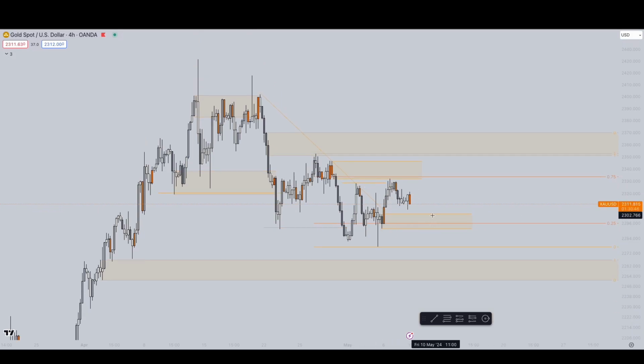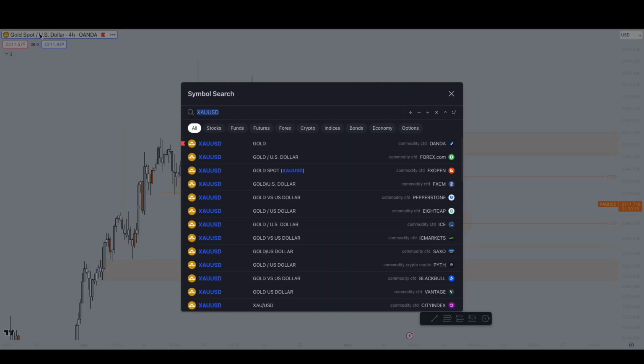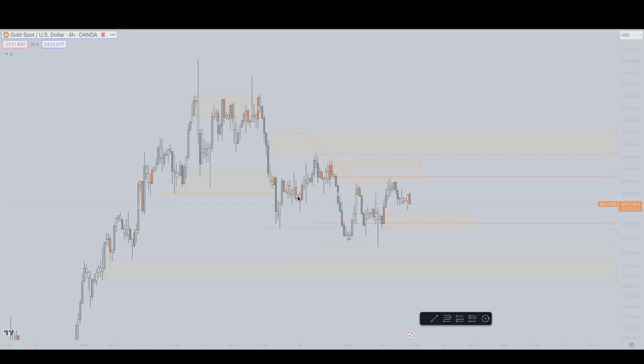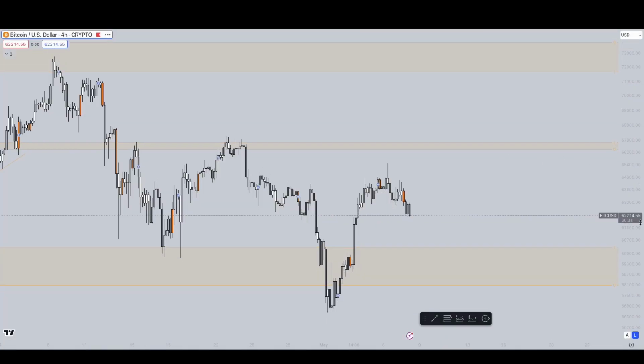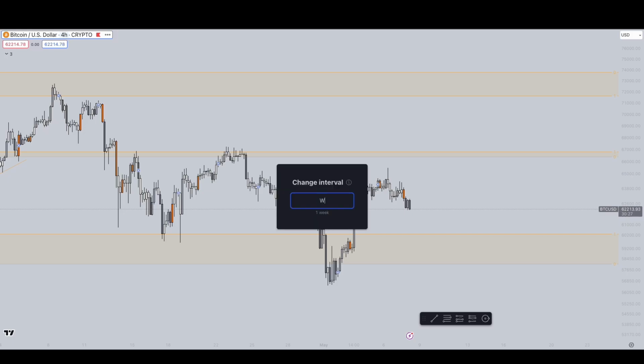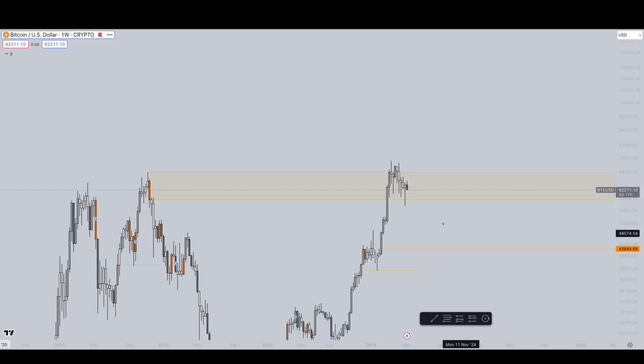We're still mid-range, so not really a lot to do unless we get some new buying pressure from here or selling pressure from these highs in there. Now let's also move on to the Bitcoin. This could be an interesting one for you guys, especially on the weekly time frame. So let's quickly dive into the weekly time frame for the Bitcoin.